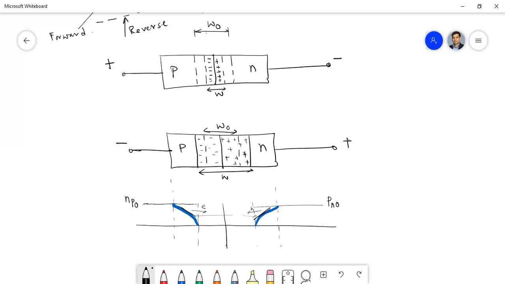So already there is a field here. Whatever holes come here due to this diffusion will be swept by the field present due to the space charge region. Electrons will be swept to this N side and the holes will be swept to the P side, and that will constitute the current, which is termed the leakage current, or sometimes also called the reverse saturation current.